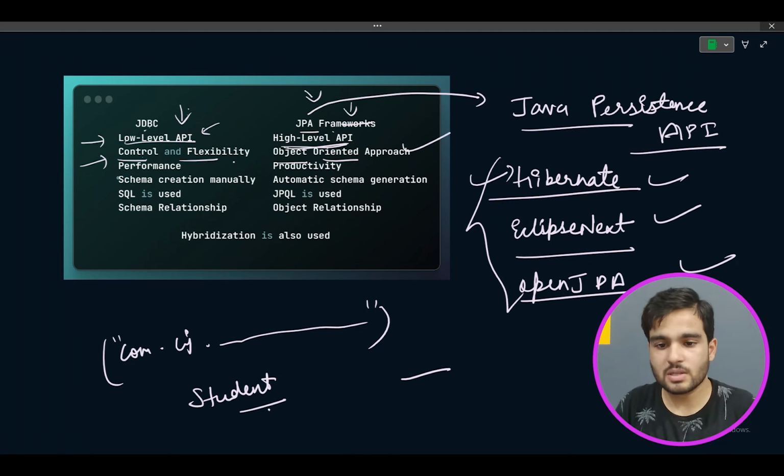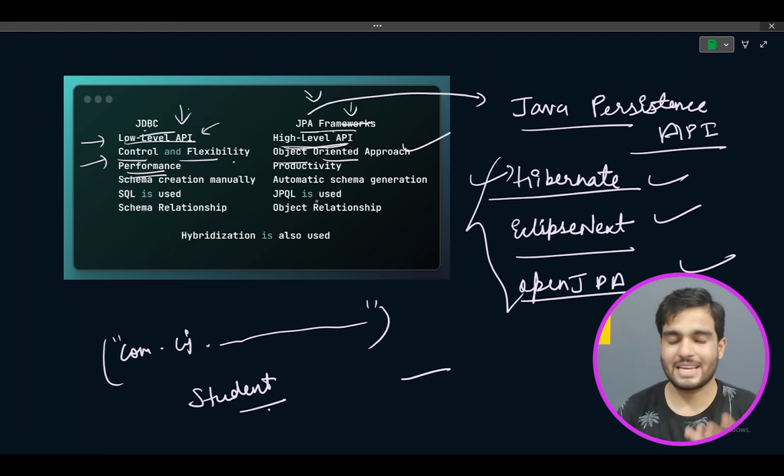And if we talk about the third point, then it is performance. JDBC gives you performance. It is optimized. If you want to execute advanced queries using JDBC, then it is possible, and it is optimized and efficient. In case of JPA frameworks, if you want to execute advanced queries, then it is not easy. It would not be efficient.